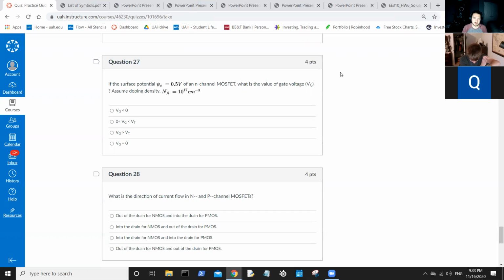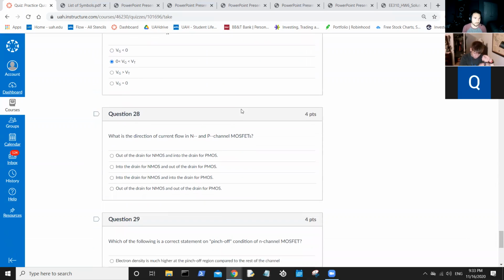So if I were to take a guess here, I'm fairly confident that it is between 0 and the threshold voltage. It is not greater than the threshold voltage here. It's not less than 0. It's not in the accumulation condition, and it's not in the flat band condition. So it should be in this condition. So I'm going to list 27 as one we need to go back to the PowerPoint and take a bigger peek at.